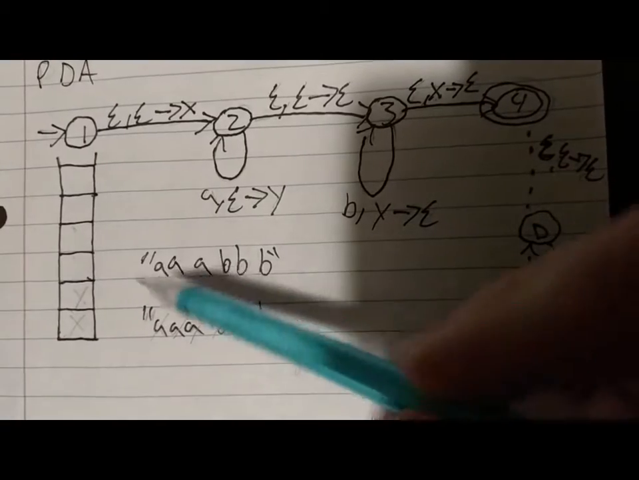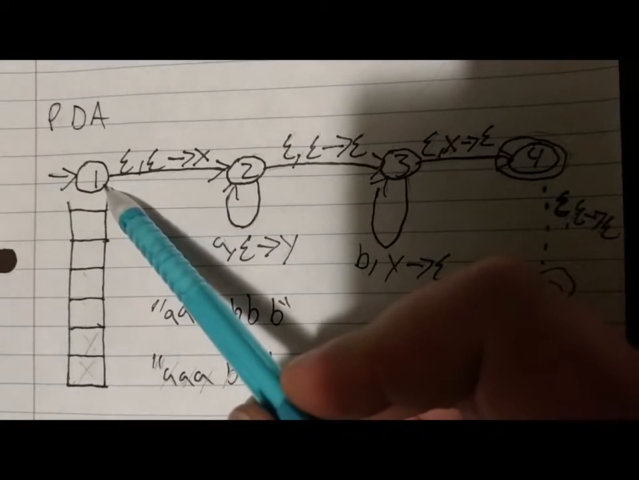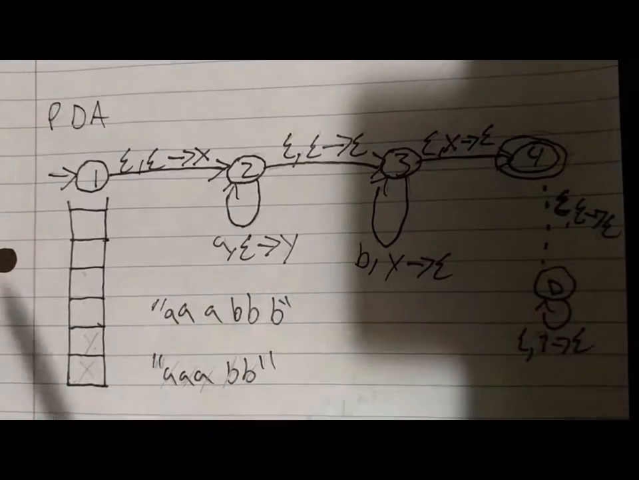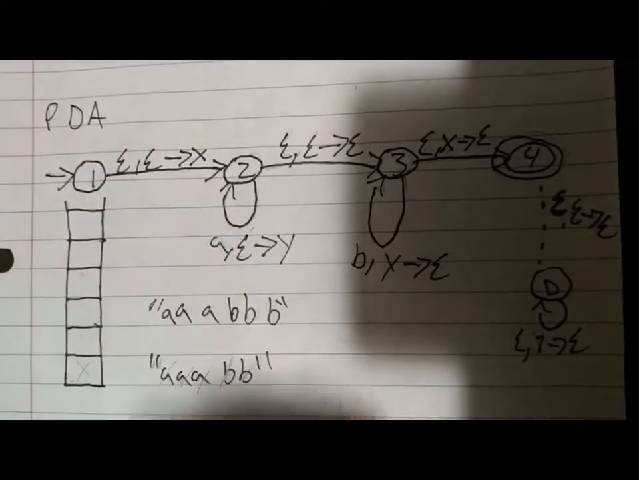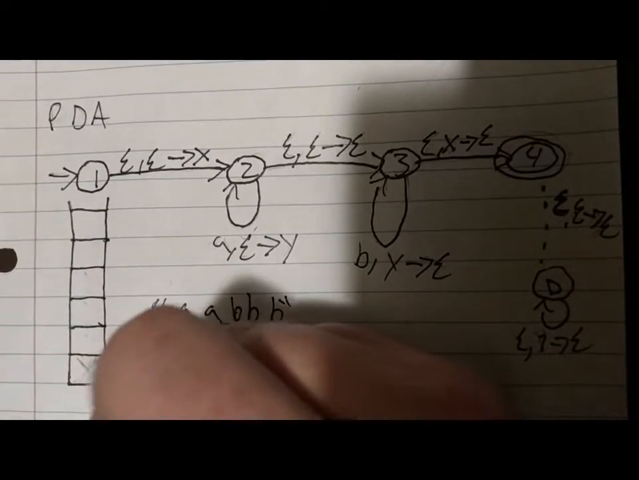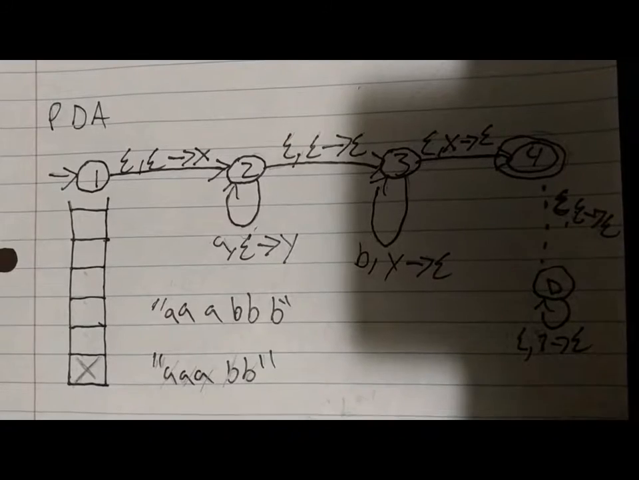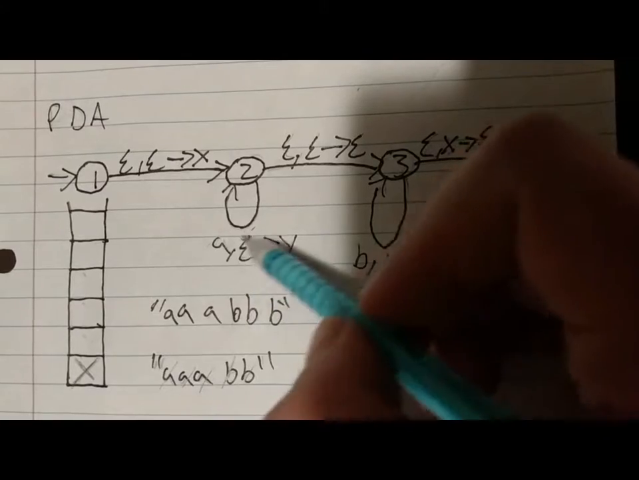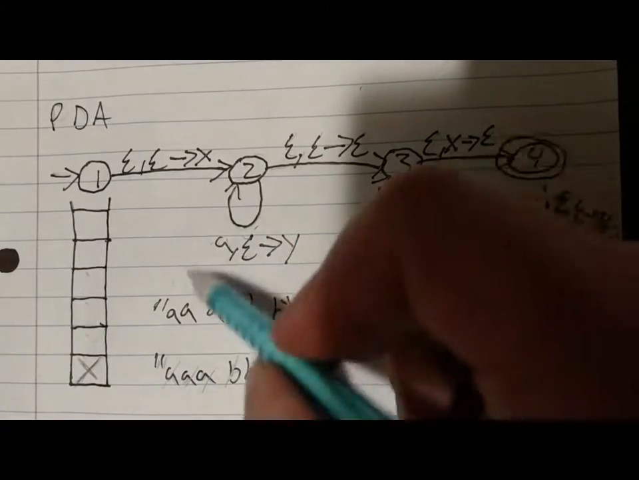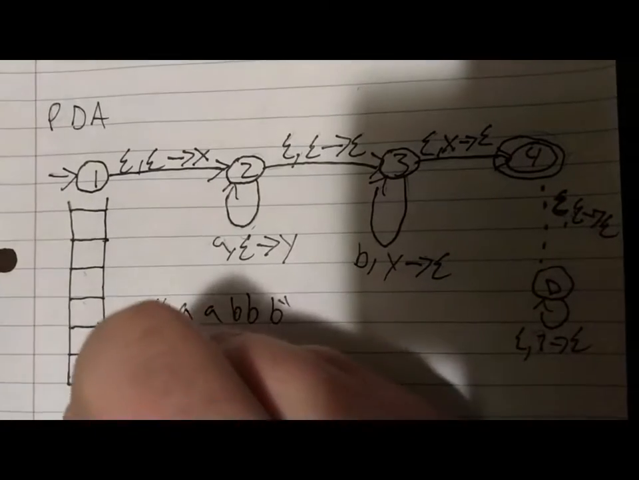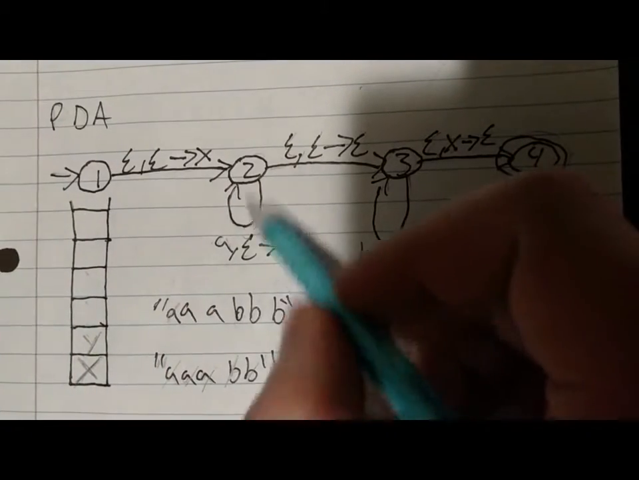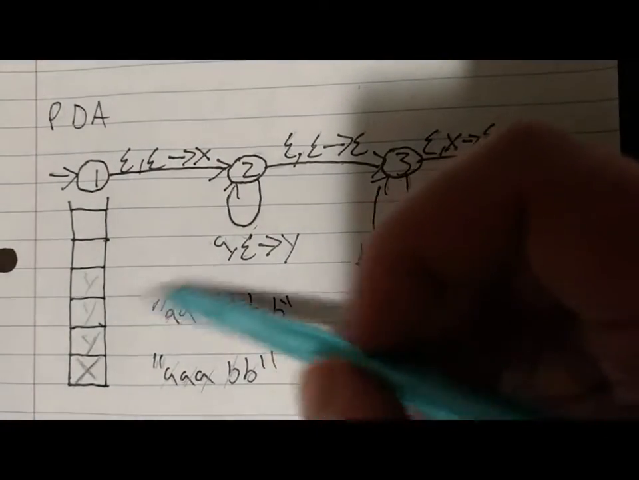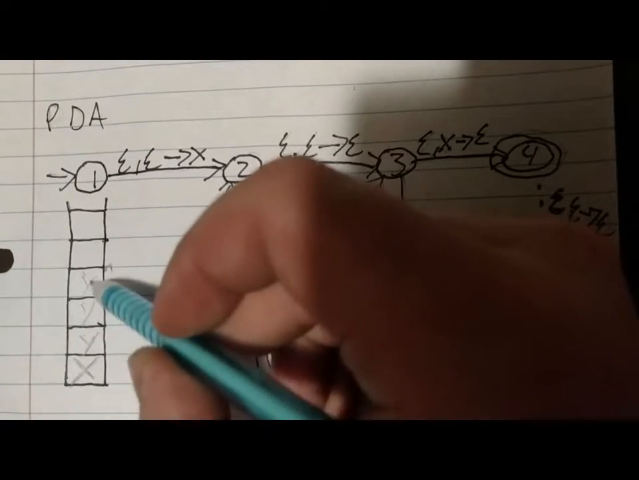Okay. First things first, A. We're going to start out in state 1, epsilon with no input. We're going to ignore the stack and we're going to push, as an example here, X to the top of our stack. There's that. Now we're in state 2. Using A as an input, we're going to ignore the stack, but we're going to push Y to the top of our stack. So Y here, we've read that in. We're going to do that 2 more times. So Y and Y.